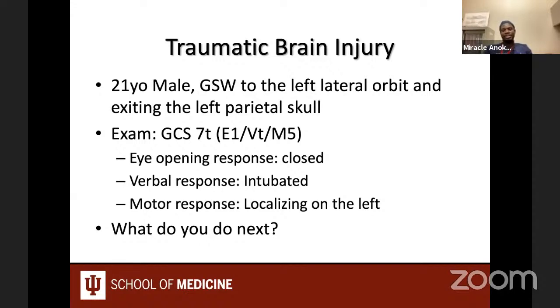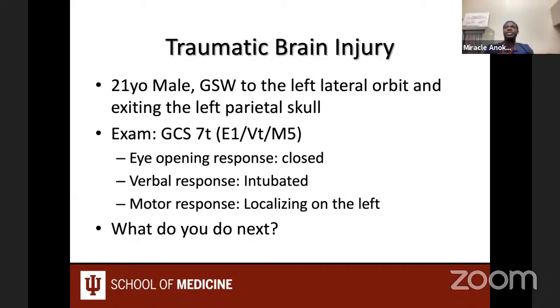What does that mean? That means that when you come over to their right side and you pinch them as hard as you can, on their right side, their left arm comes up to grab you on the right. You pinch them on the left side, and their right arm crosses over and comes over. So that's called localizing. You're crossing midline, and that tells you that there's still functional brain in that area.